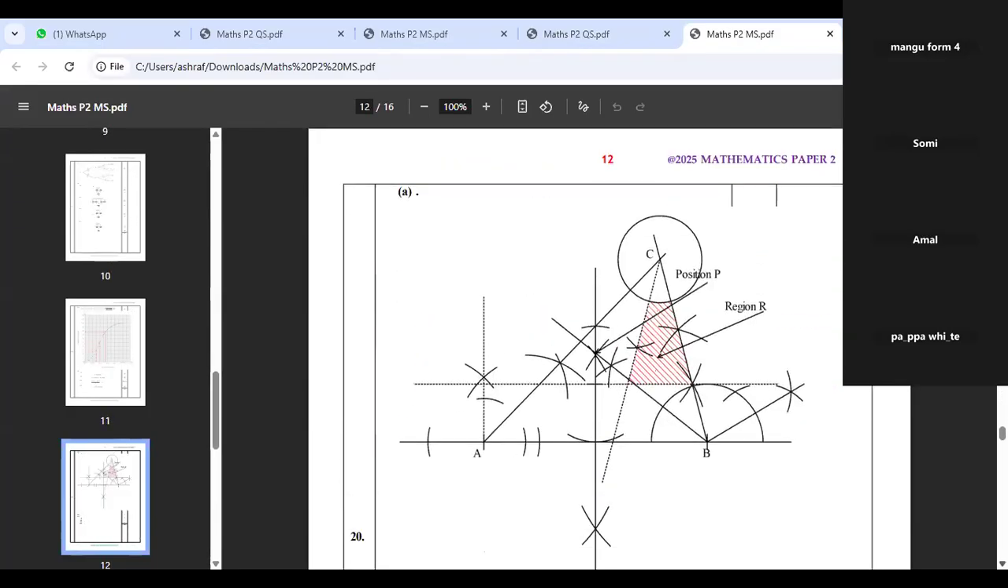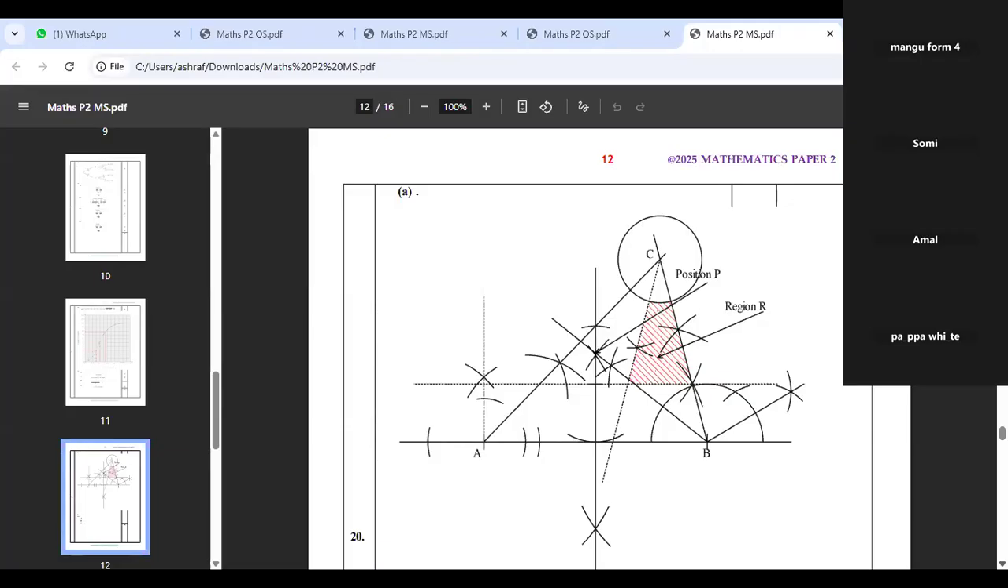So that's the diagram. Let me take you through each one. The first one, let me just go back to the question. The triangular garden is there, triangle ABC, and a water tap P is to be mounted on the garden such that it is equidistant from points A and B. So A and B, they have bisected line AB. You can see the bisector there.